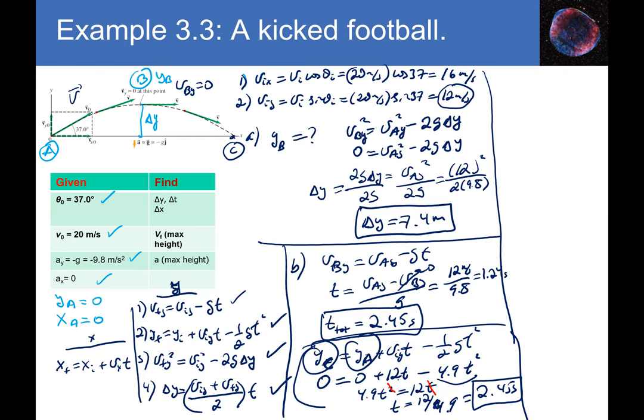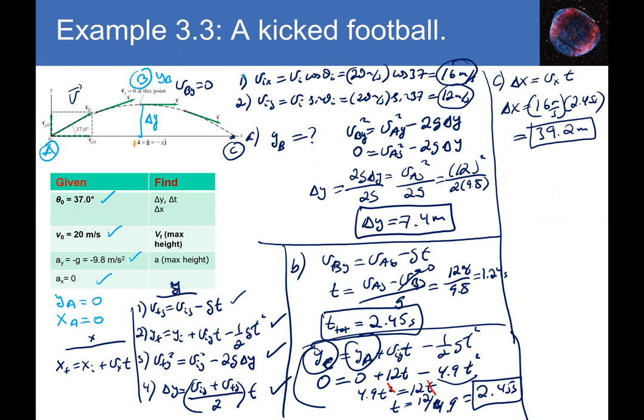All right, so the next question is asking how far away it hits the ground. That means the horizontal distance from A to C. This is part C. Well, it's easy because I have just one equation for the horizontal, which is Vx times time. And I have Vx, I just calculated that, remember. It's constant. Once you calculate it, it's always the same. So 16 meters per second times 2.45 seconds. You should get roughly 39-ish. So I get 39.2 meters.